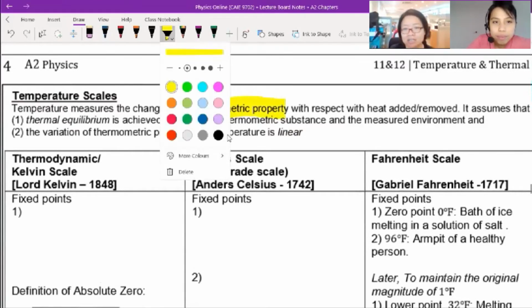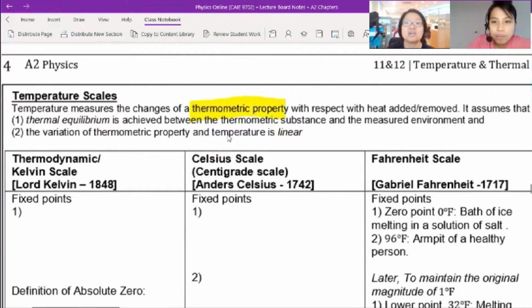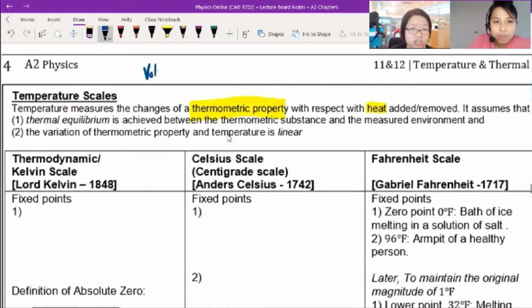respect to the heat added or removed. So we have been through a list of thermometric properties, for example, volume, pressure, resistance, EMF, infrared wavelengths, etc. Okay, and whenever we measure temperature, we are assuming two things. So in case they ask you in paper 4, you should know what the assumptions are. Number one, there is already thermal equilibrium between the thermometric substance and the environment that you are measuring.